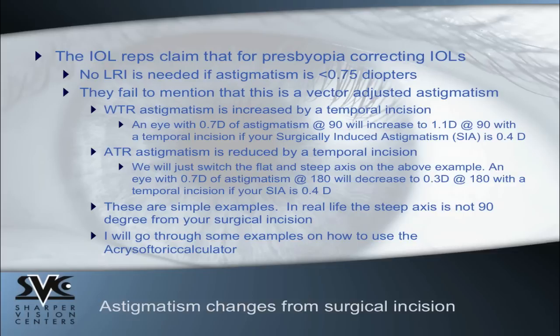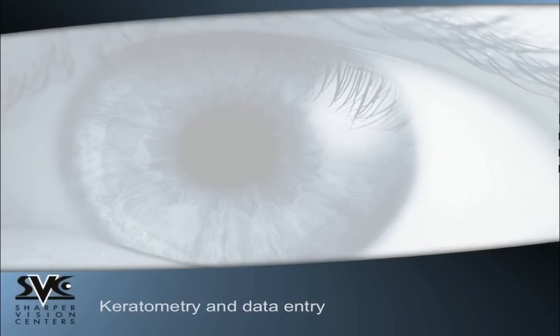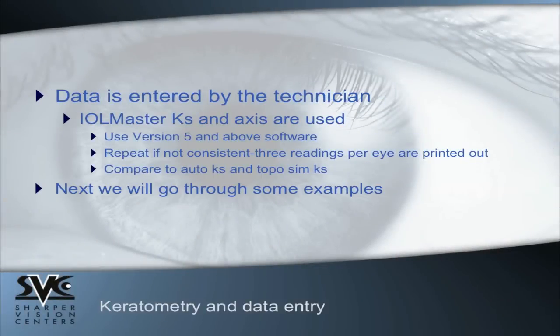I will go through some examples on how to use the Microsoft toric calculators for this. Data is entered by the technician. IOL Master keys and axes are used. Use version 5 and above software. Repeat if not consistent. Three readings per eye are printed out, compared to auto keys and topo sim keys. Next, we'll go through some examples.